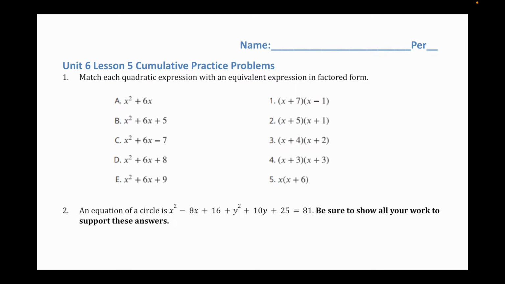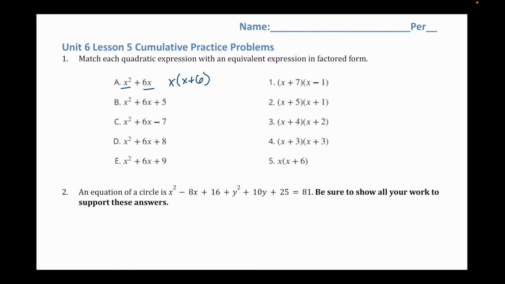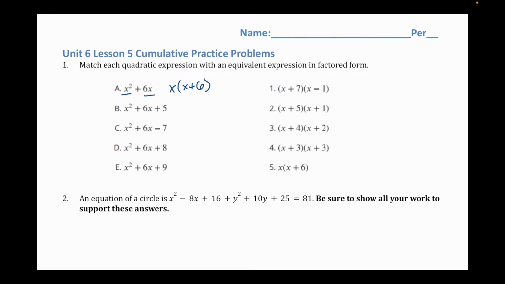The first one here, A, x squared plus 6x, really stands out because it's only two terms. In this case, we have a greatest common factor because both of them have an x. So we can divide x out from both, and we end up with x times x plus 6. This one will match up with number 5 down here. So let's match that up with number 5.